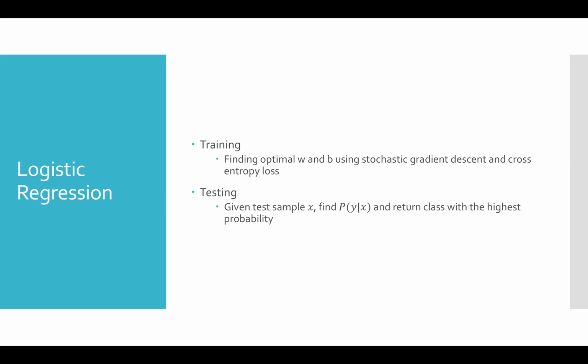There's two stages for logistic regression. There's the training stage, where we find the optimal weights and bias for the particular problem using stochastic gradient descent and cross-entropy loss, and we'll discuss those things in a moment. And then there's the test portion, which is, given a test sample X, we want to find the probability of the class given X and return the class with the highest probability.